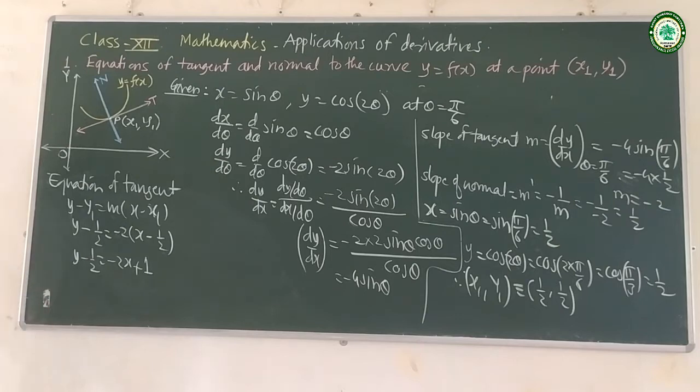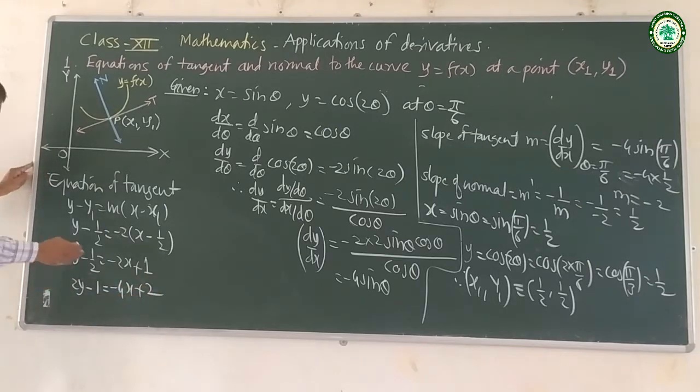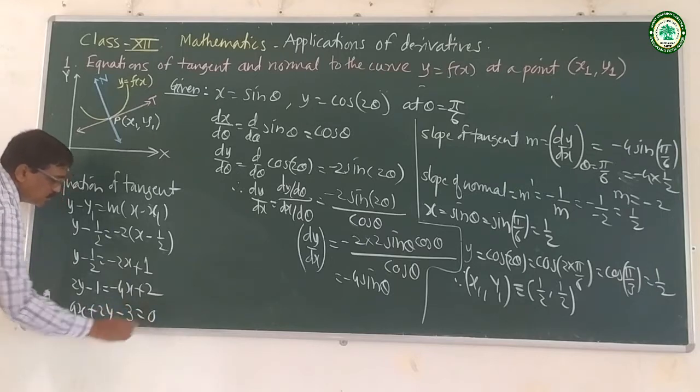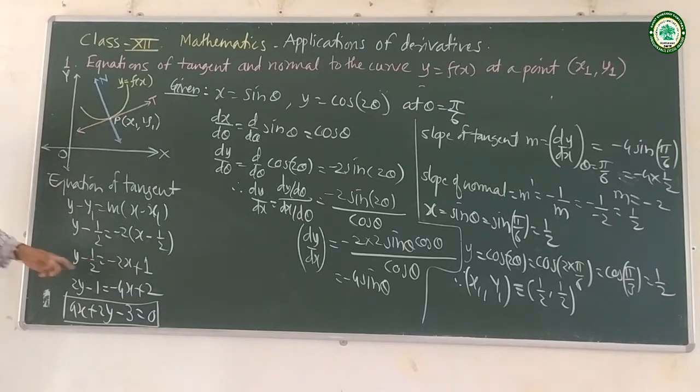Take to the left side or cross multiply. 2 into y, 2y minus 1, take this 2 to the right side, minus 4x plus 2. So finally we get 4x plus 2y minus 1 minus 2, it is minus 3 is equal to 0. So this is the equation of tangent. This is the usual calculation: 2 into y, 2y minus 1 upon 2, cross it into 2, minus 2 into 2, minus 4x plus 2 into 1, 2. So this is the equation of tangent.